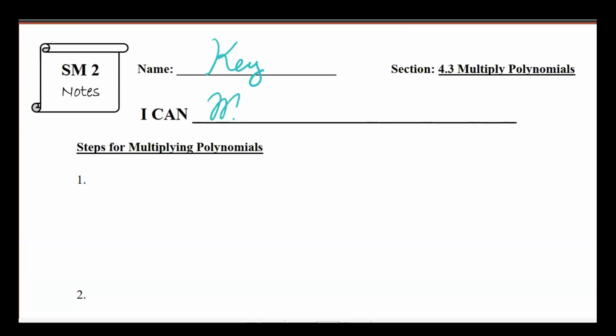So what do we want to be able to do? Multiply polynomials. Okay, there's essentially three main steps you have to go through. So our three main steps are, we need to distribute.